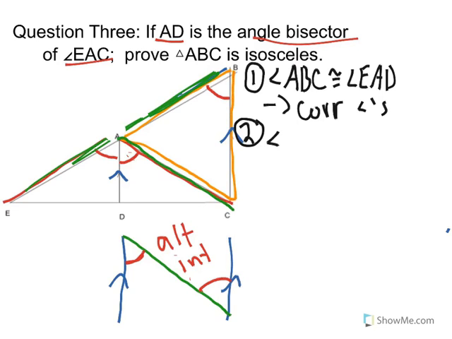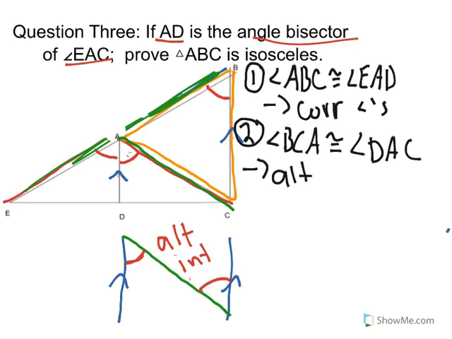So that's the next thing that I know. I know that angle BCA would be congruent to angle DAC because they are alternate interior angles. So I'll put that in my picture also. And now I have two congruent angles in triangle ABC. So I'm able to conclude that triangle ABC is isosceles.